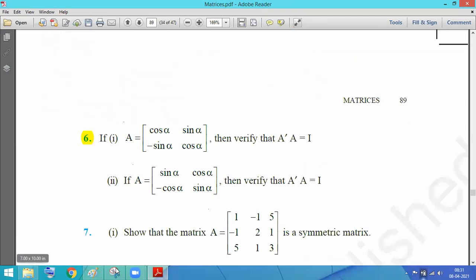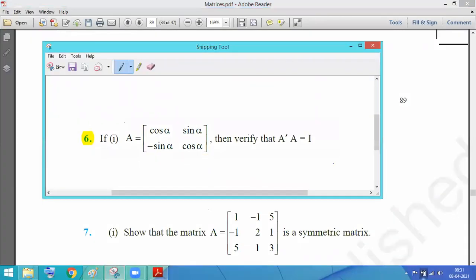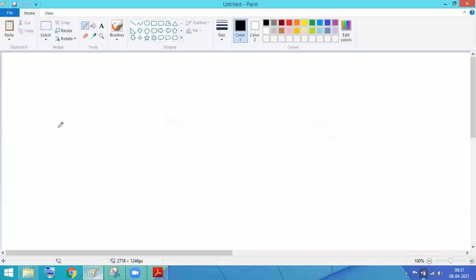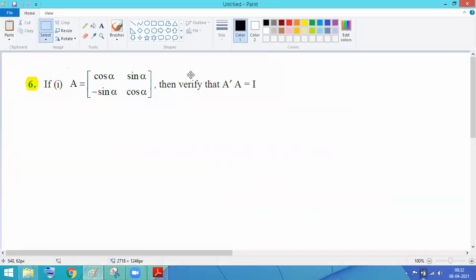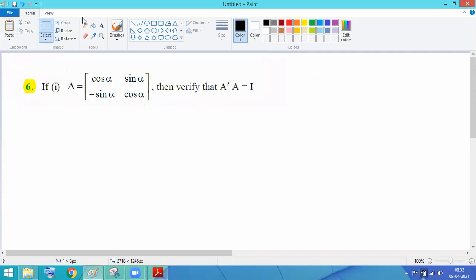After that, I'll take question number 6. What is this question? If A is this, verify that A'A equals I. I'll find out A' first. A' will be: first row cos alpha, sin alpha; second row minus sin alpha, cos alpha.